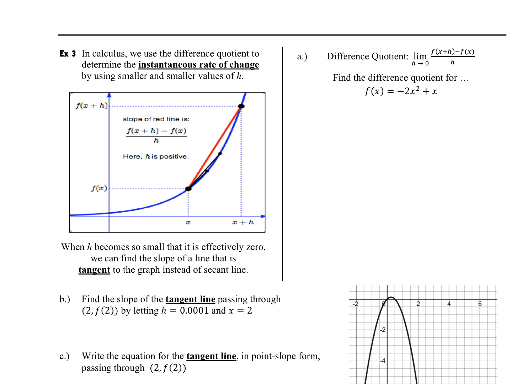In this video, we are going to talk about instantaneous rate of change and the difference quotient. This is really a preview to how your calculus class is going to start next year.